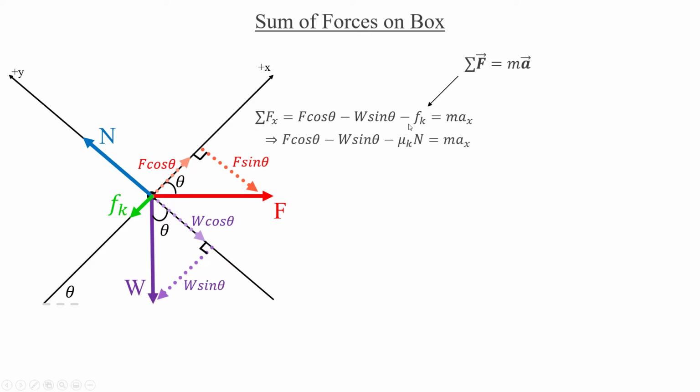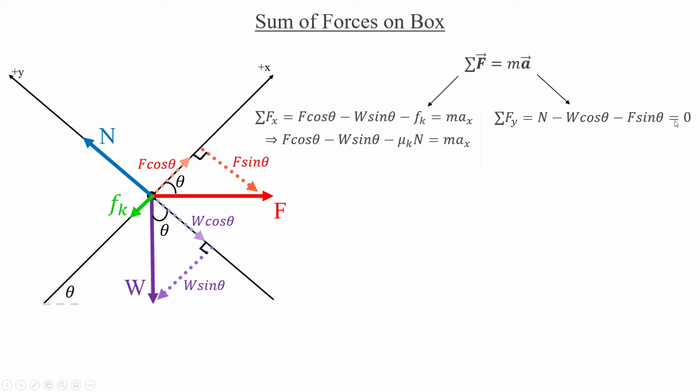We'll come back to that later and fill that out. In the meantime, let's exchange this expression for mu sub k N. That is what we know the expression is for the kinetic friction of an object. We can't go any further because we don't have an expression for the normal force. So let's switch gears and move over to the y component. We have the normal force pointing in the positive y direction, and we have W cosine theta pointing in the opposite direction, as well as F sine theta also pointing in that direction. So those are the negative terms over here.